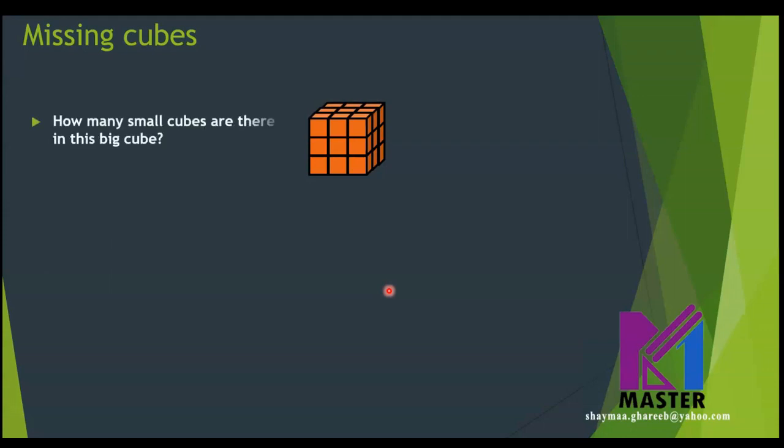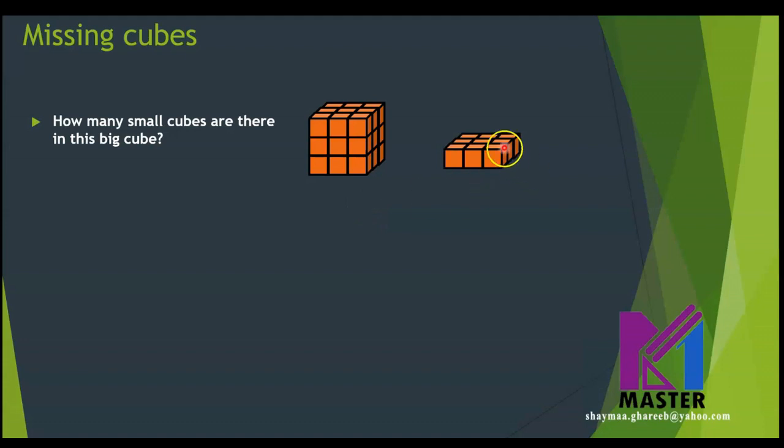Now let's find the missing cubes in some cubes. First, I will start with this cube here. As you can see, how many small cubes are there in this big cube? As we said before, the cube has layers. It consists of small cubes, as you can see.